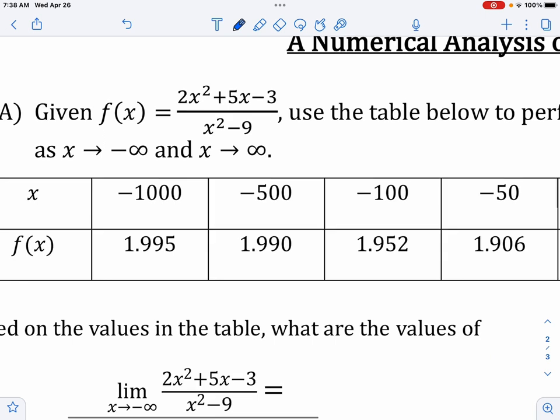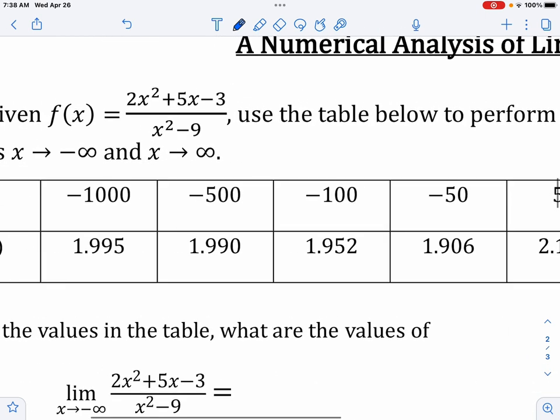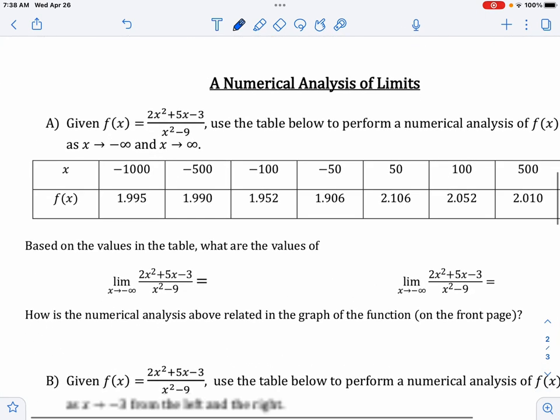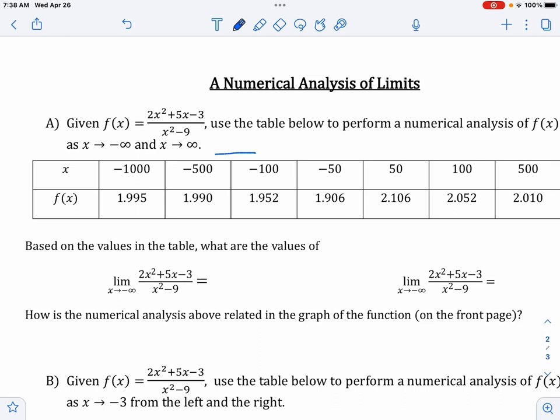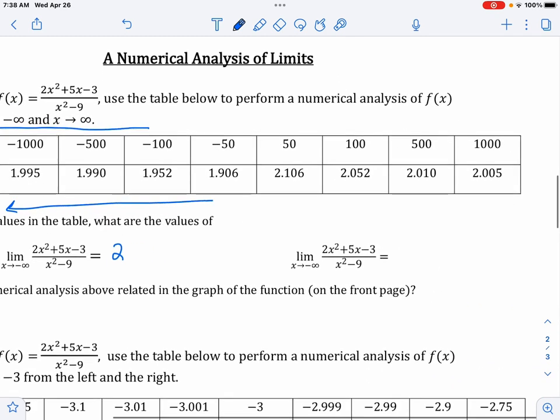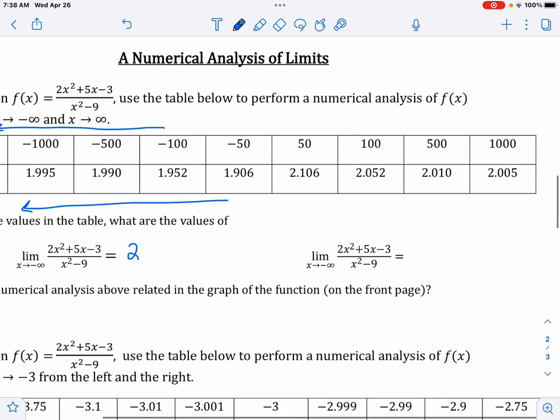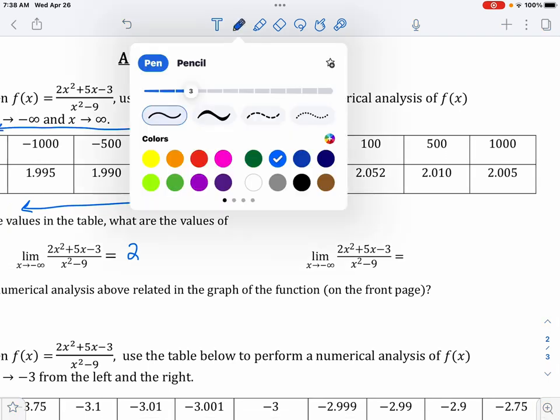If you look at our table right here, our x values are in the top row, and approaching -infinity is looking this way. So we're asking, as our x values get smaller, what is happening to our y values? If you look at your y values going this way, 1.906, 1.952, 1.990, 1.995, we're getting closer and closer to the number 2. As x approaches, oh, that's a typo. This is supposed to say +infinity.